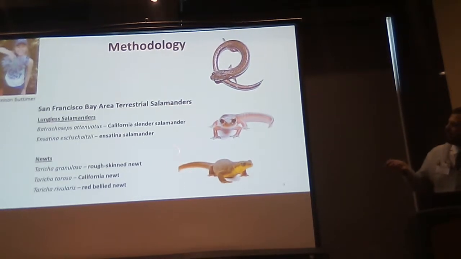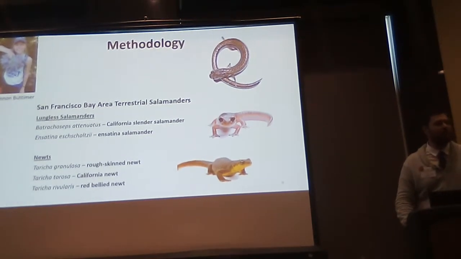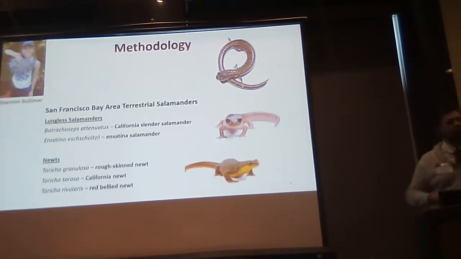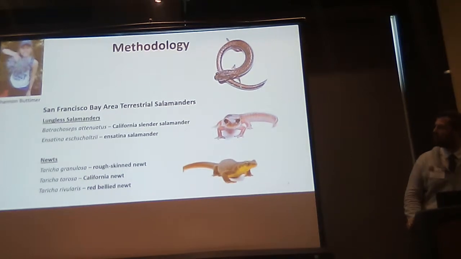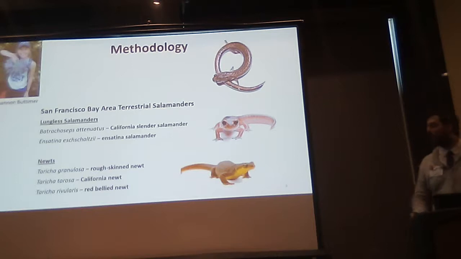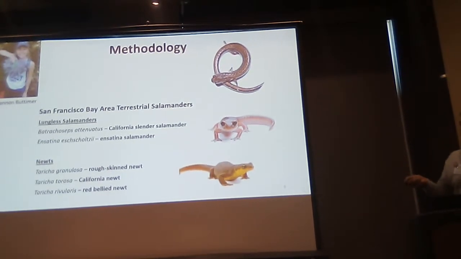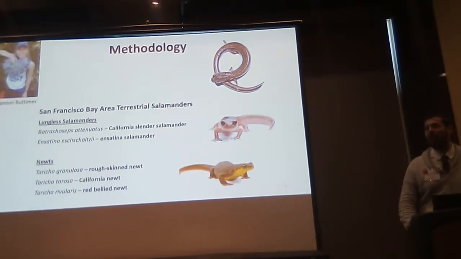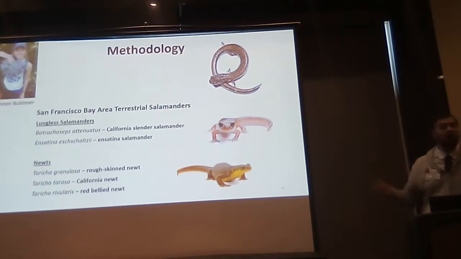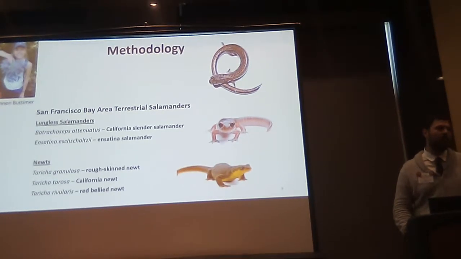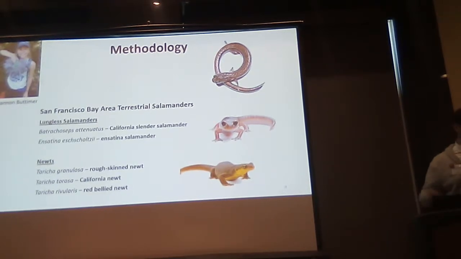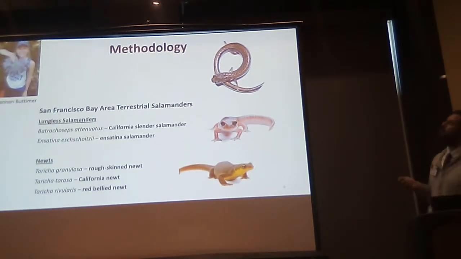We sampled across two different families of salamanders, the lungless Plethodontids. We looked at the California slender salamander, which is broadly distributed and was present in a lot of our sites. We looked at the Ensatina salamander, which is another broadly distributed salamander in California. And then we looked at what we consider to be a susceptible family, which are the newts. And we know that at least one of the newts, Taricha granulosa, has been tested for susceptibility, and we know that it's highly susceptible to the fungus. And then the other two, we're still trying to evaluate their susceptibility.